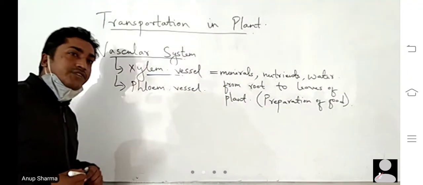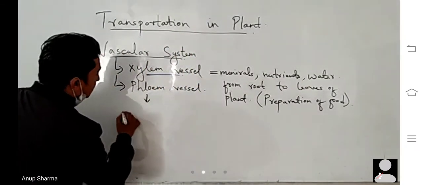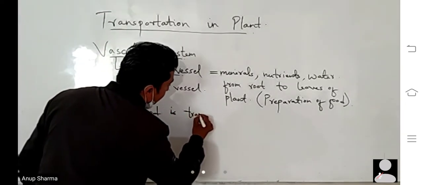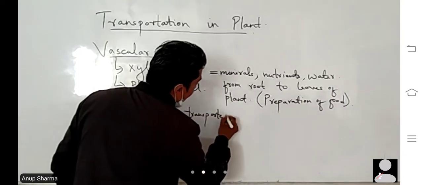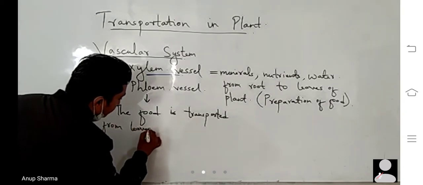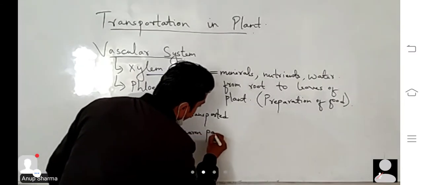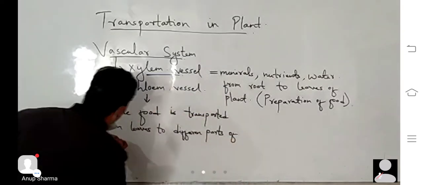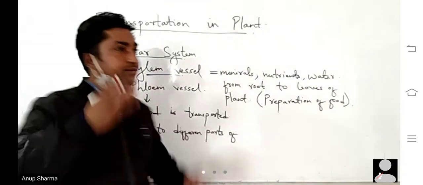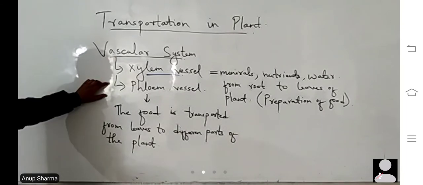And after the food is prepared, through phloem vessel, what happens? The food is transported from leaves to different parts of the plant. Okay, so we can say it has two pipe-like structures, vessels: xylem and phloem.